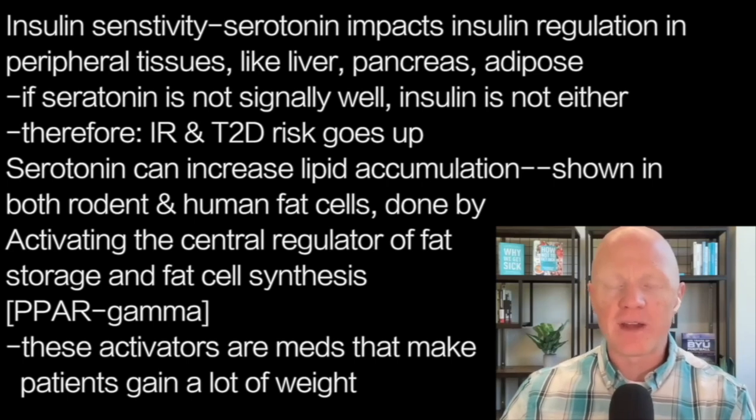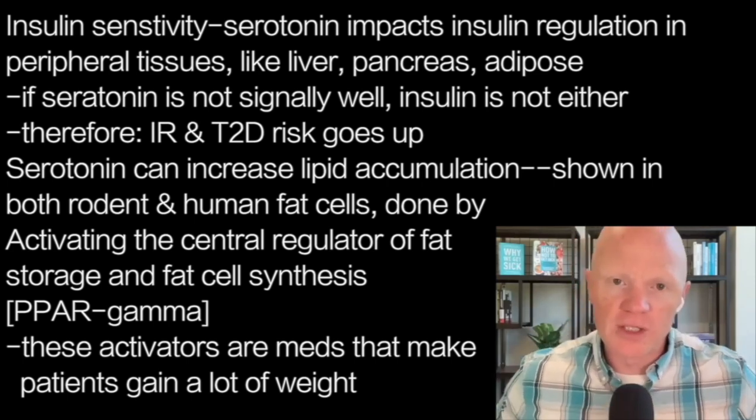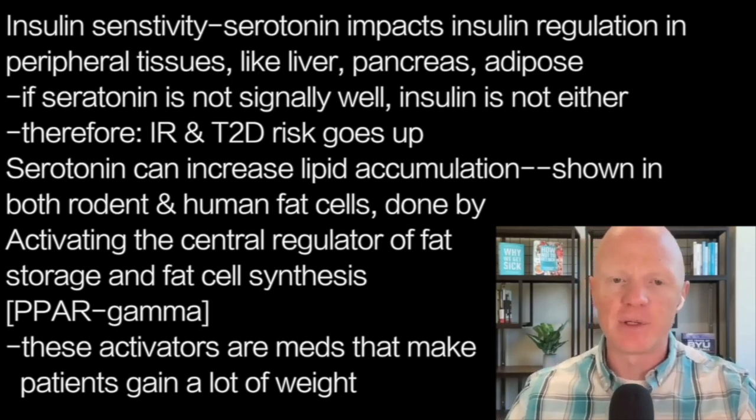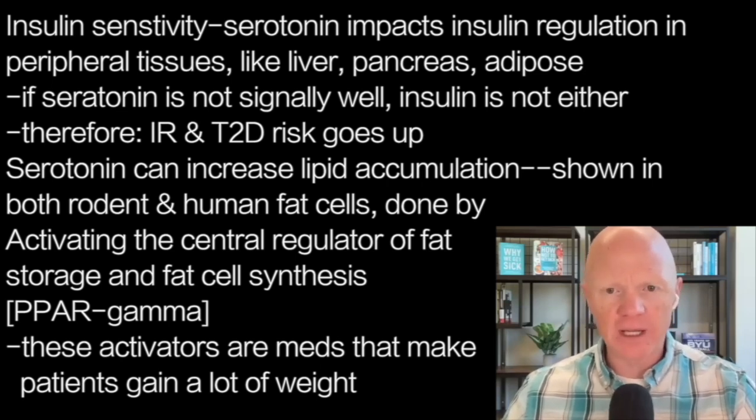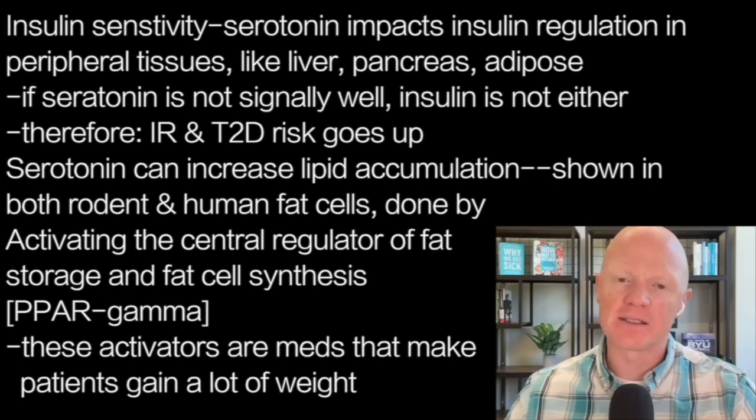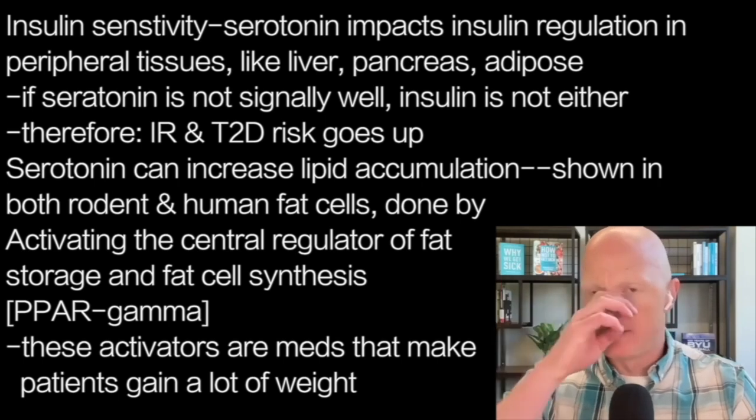Now, let's talk about the fat cell in particular, serotonin. So first of all, there's this promotion of fat accumulation. Serotonin can increase lipid accumulation, and this has been shown to happen in both rodent fat cells and human fat cells. And this is by activating the central regulator of fat storage and adipogenesis, or fat cell synthesis, called PPAR gamma. So that's PPAR dash, then the little Greek letter gamma, PPAR gamma.